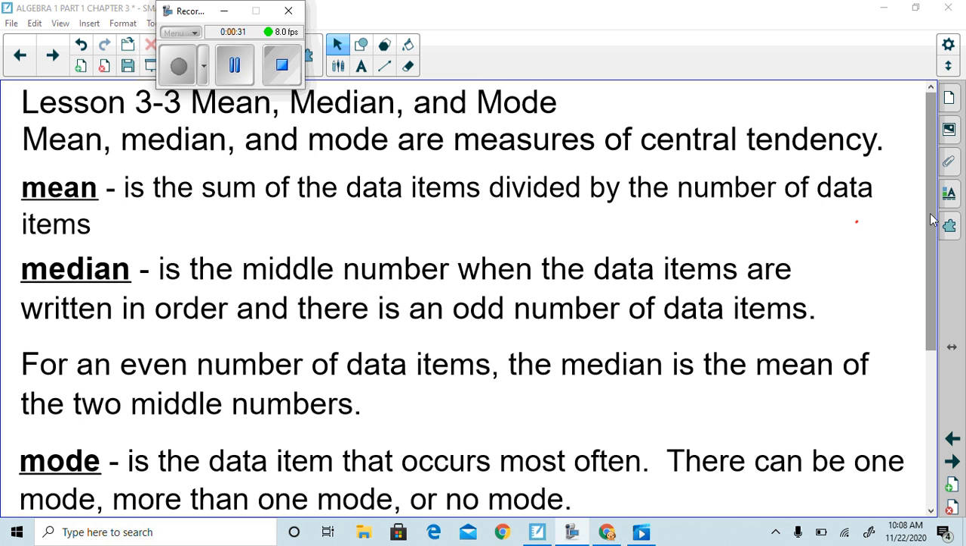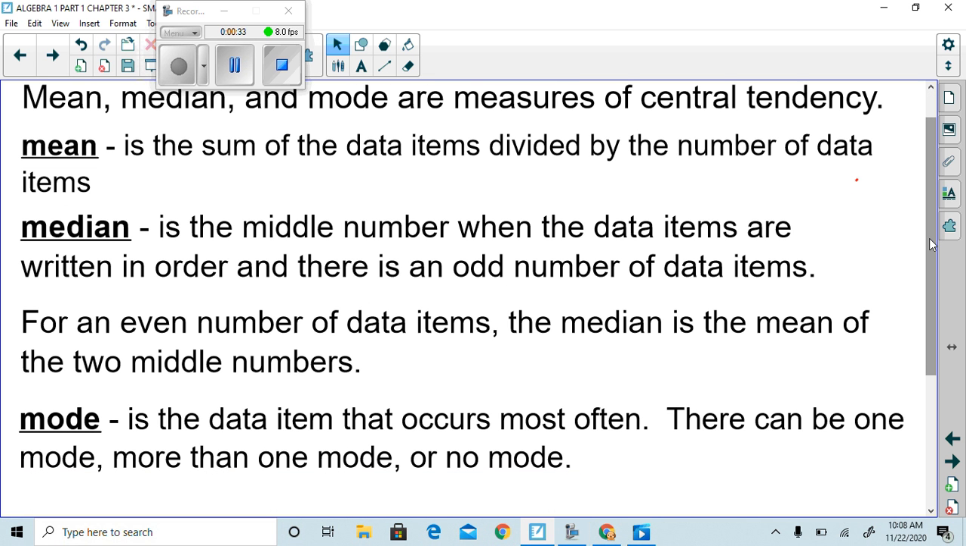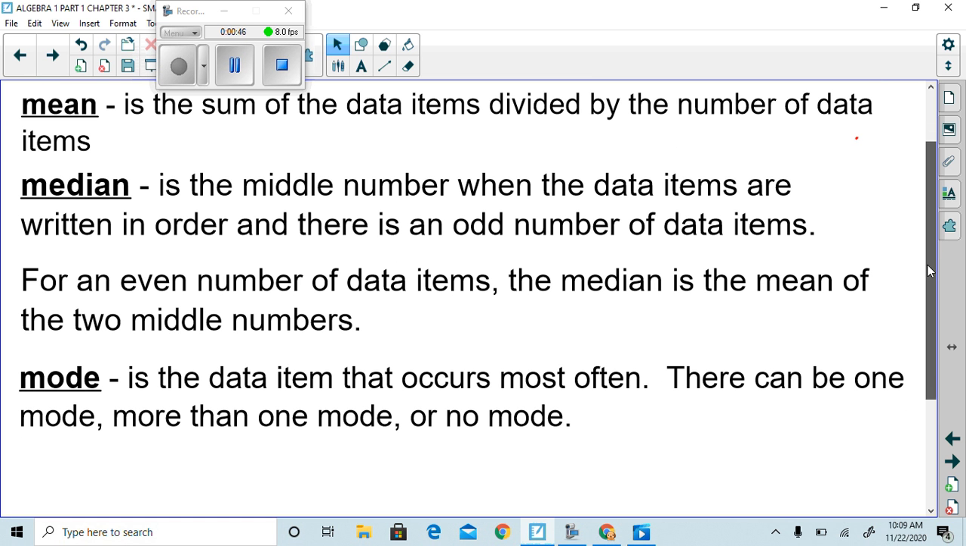When we looked at median, the word median means middle. We want to be sure that we order our numbers in ascending order, least to greatest, and then see if there is an odd number of data items, it'll be the number in the middle. If there's an even number of data items, we'll take those two center numbers, add them, and divide by 2.